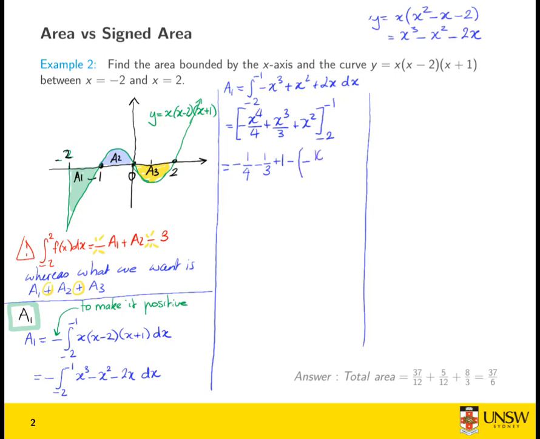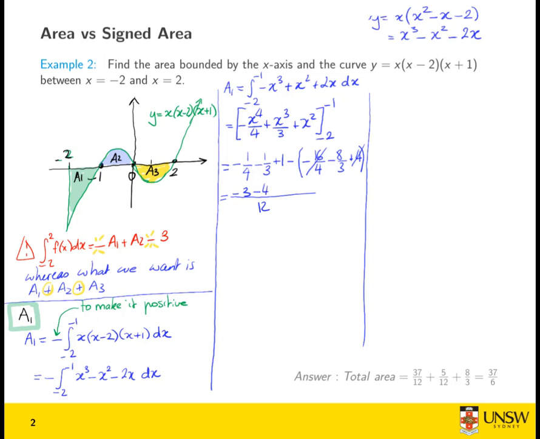So you're going to get a 16 on 4 minus 8 on 3 plus 4. And you simplify all of that. This is minus 4 here. It cancels with this plus 4. And we can use a denominator of 12 for all of these terms. So we're going to get a minus 3 from this one. This one we need to multiply top and bottom by 4. We get a minus 4.